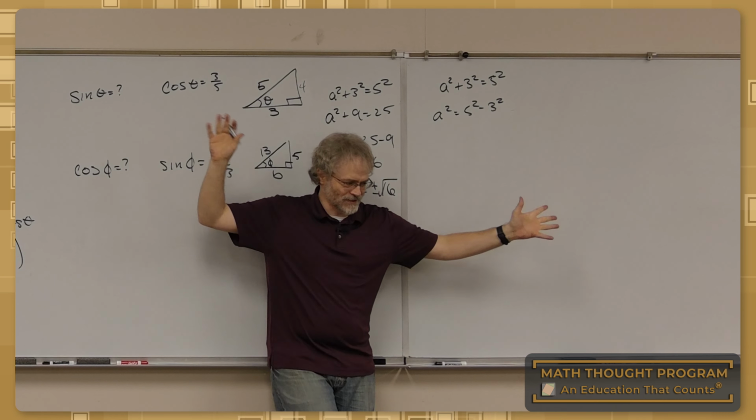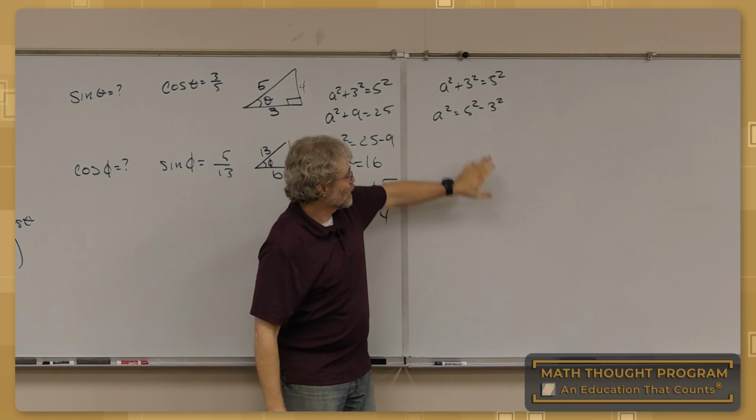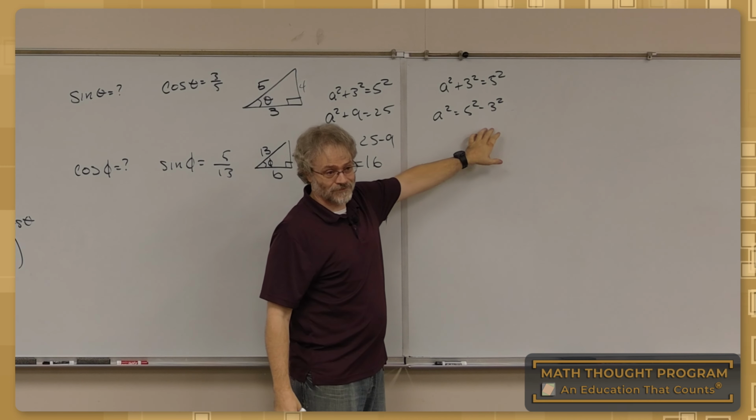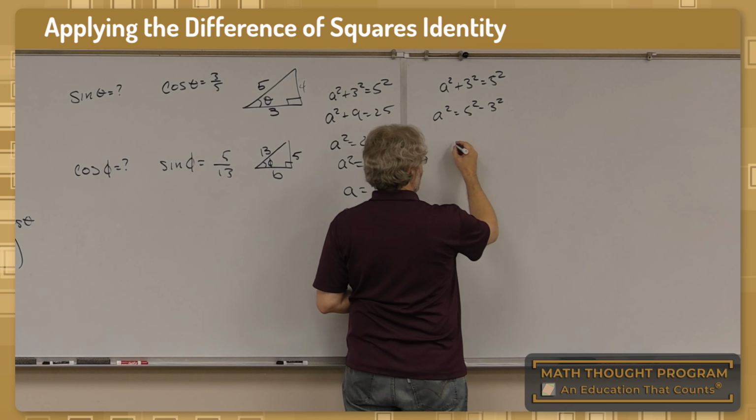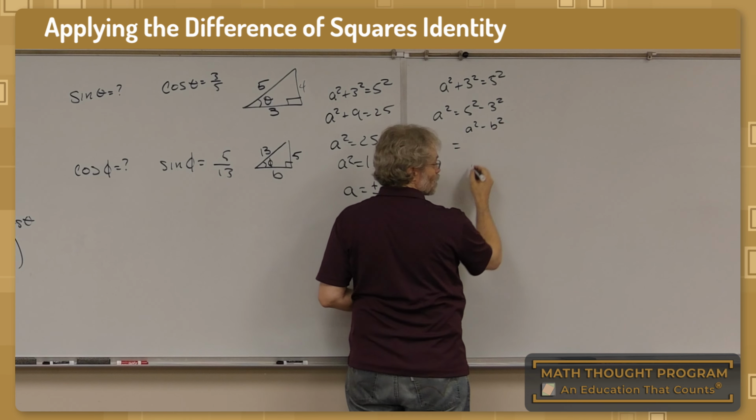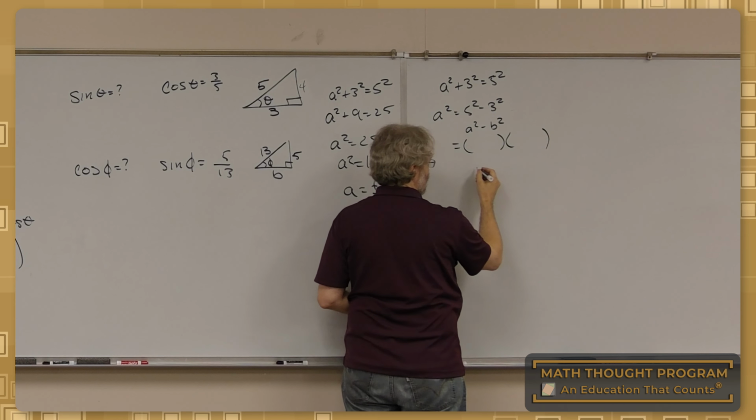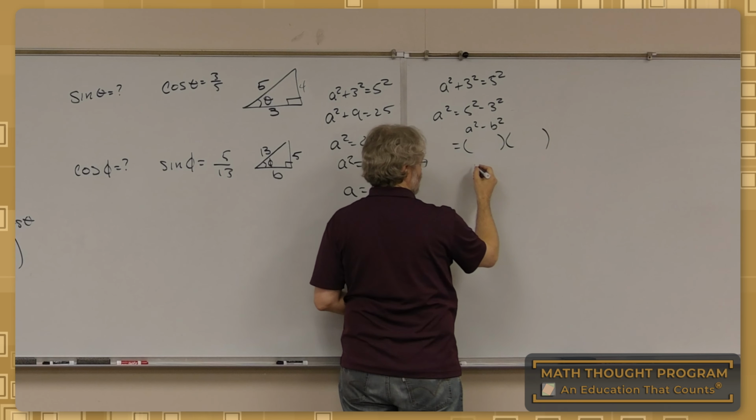Hippopotamus. I have a difference of squares. And for the difference of squares, I know when I have a squared minus b squared, I can re-express it as a minus b times a plus b. 5 minus 3, 5 plus 3. What's 5 minus 3? Kind of late in the day. 2. 5 plus 3 is 8. 16. So that's one way I can go at this problem.